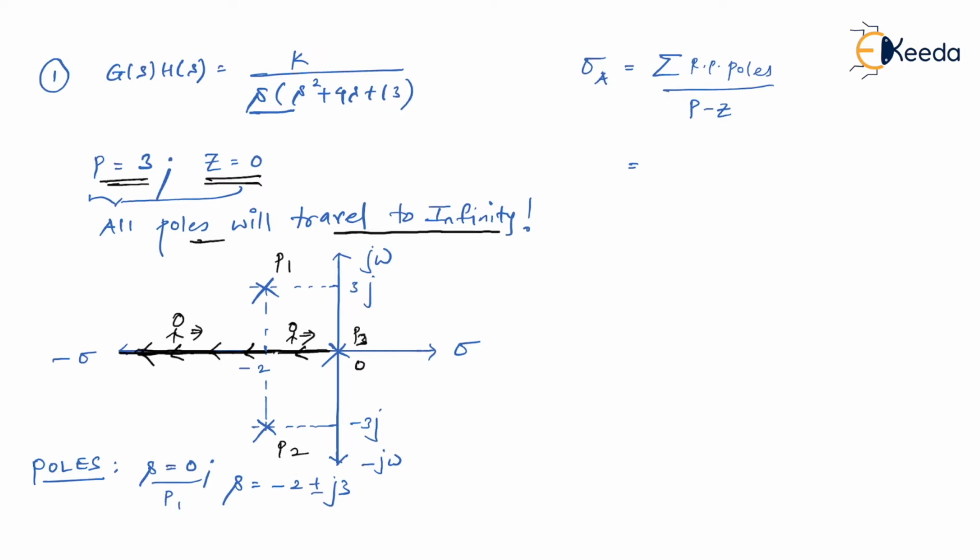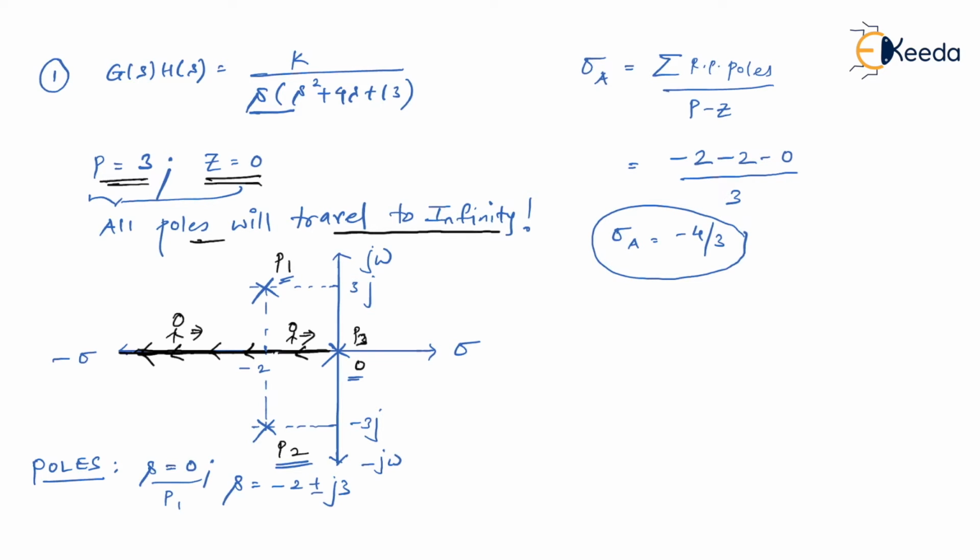So the first pole is having the real part as -2, the second pole is having the real part as -2, and the third pole is having the real part as 0, divided by p minus z. If you do it, it is 3. So how much do you get? The centroid value is -4/3.